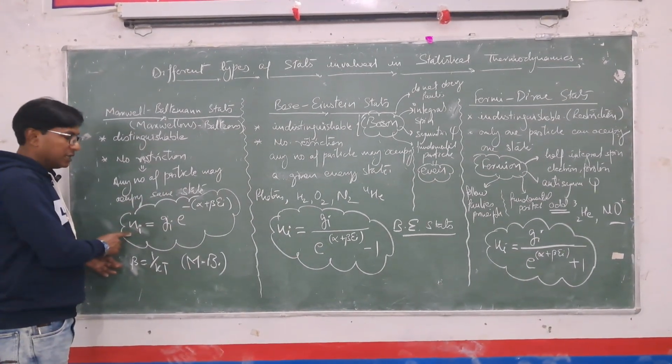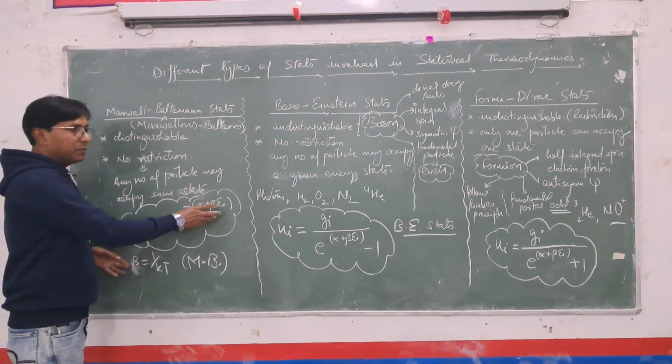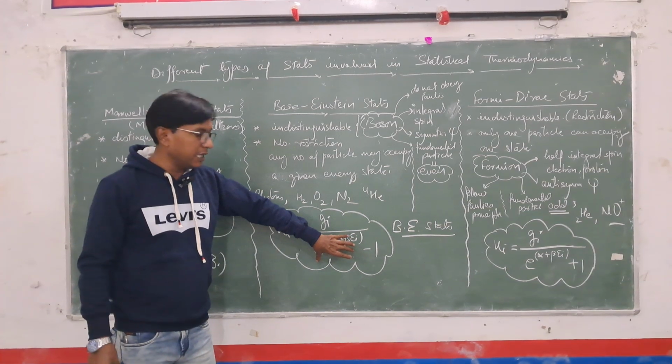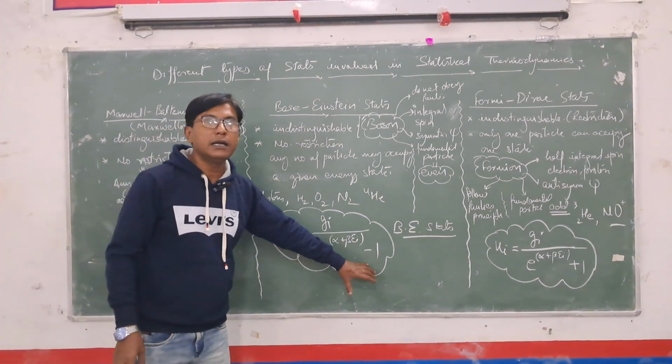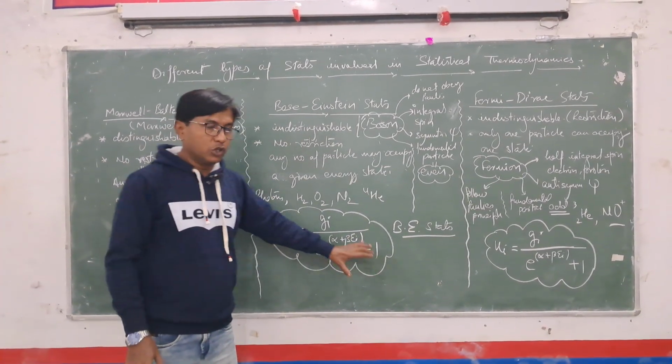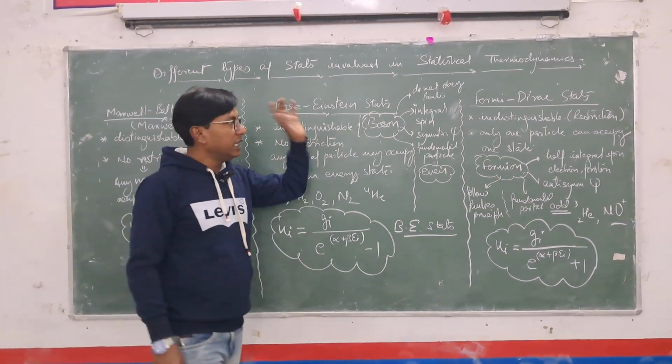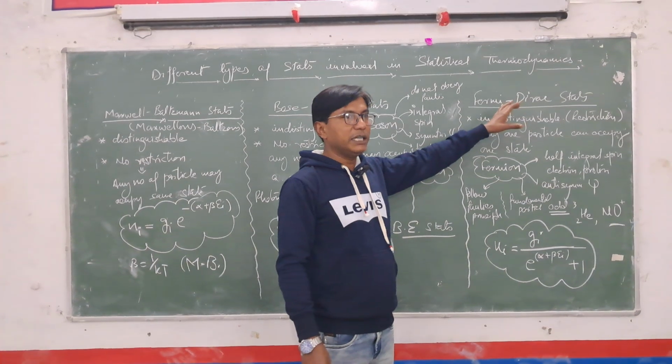In MB statistics, Ni is Gi e to the power minus alpha plus beta Ei. Here, e to the power alpha plus beta Ei comes in the denominator with a minus 1 sign. So the main difference between this and this is this minus 1. Then let's come to Fermi-Dirac statistics.